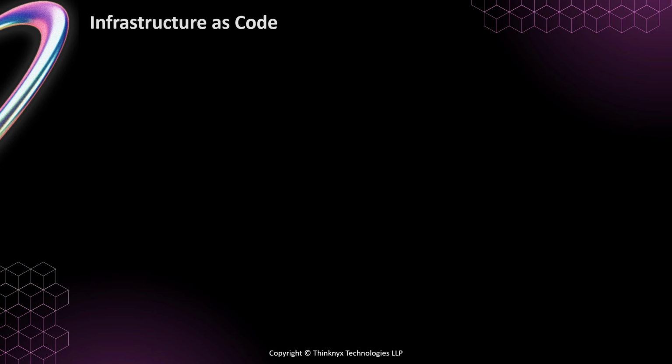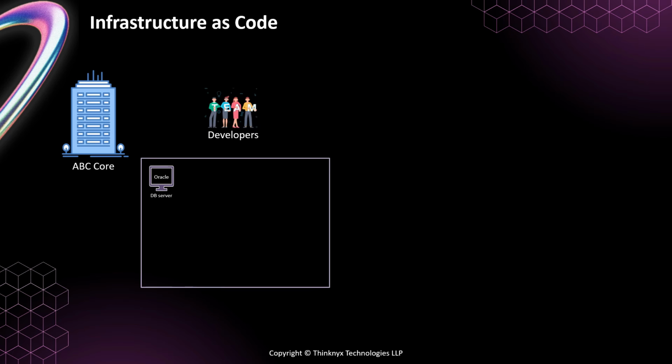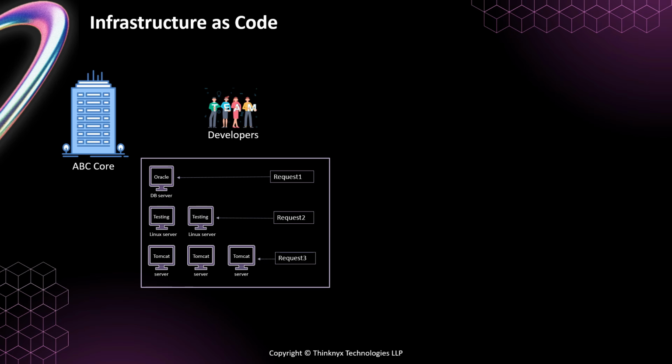Before delving into the concepts of OpenTofu, let's first understand one of its core principles, infrastructure as code, or IaC, through an example. Let's imagine a busy tech hub called ABC Corp with two main teams, the developers and the operations crew. Every day, the developers queued up with requests spanning from "we need a DB server with Oracle" to "two Linux servers for testing please" and "three servers with Tomcat installed ASAP." Guided by the ITIL standards, the operations team sprang into action.